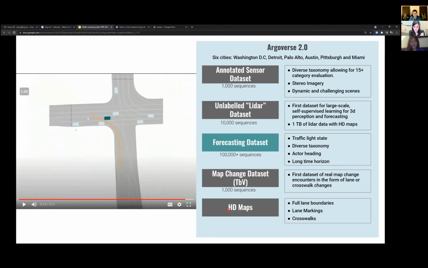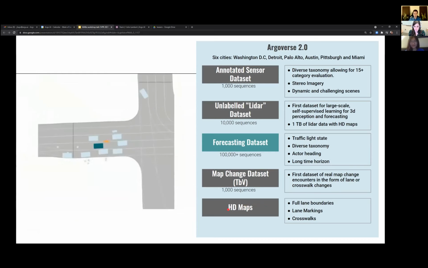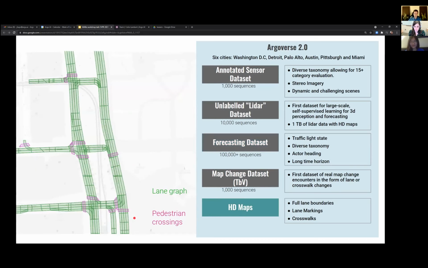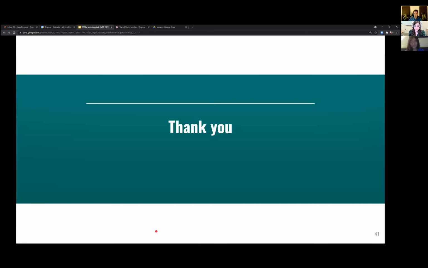So we are looking forward to releasing this much richer data set in the near future. Please keep an eye out for that. All right, and that's it for me. Again, the HD maps will be richer underneath all of this.